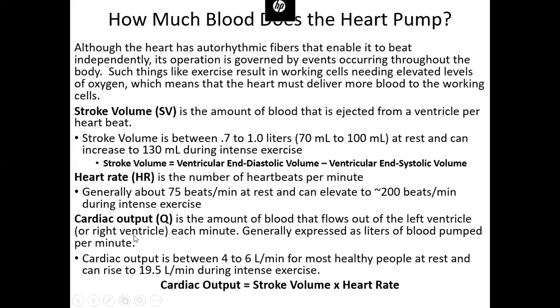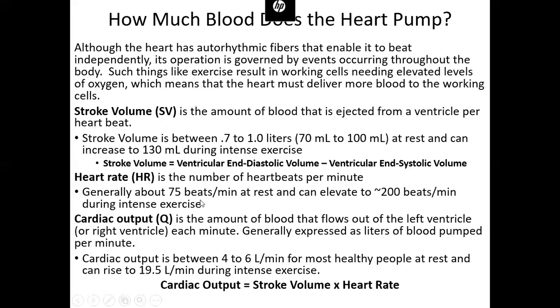It's easy to confuse stroke volume and cardiac output. Stroke volume was per stroke or per heartbeat. Cardiac output is per minute. We generally measure it using liters of blood per minute, or liters/min. That unit of measure is usually about 4 to 6 in most healthy people at rest, but can rise quite a bit during intense exercise.